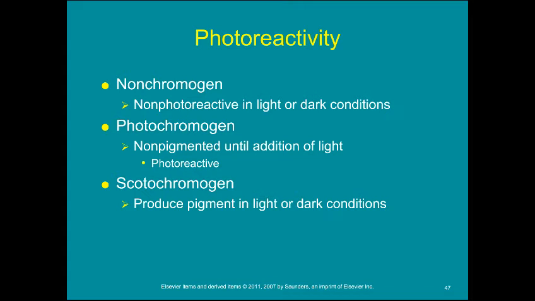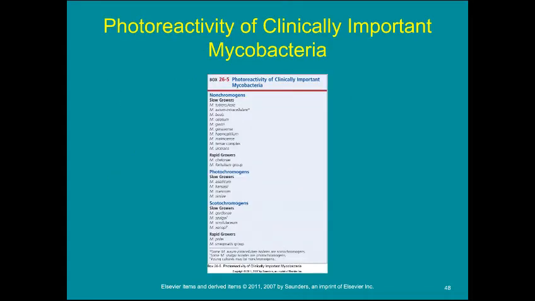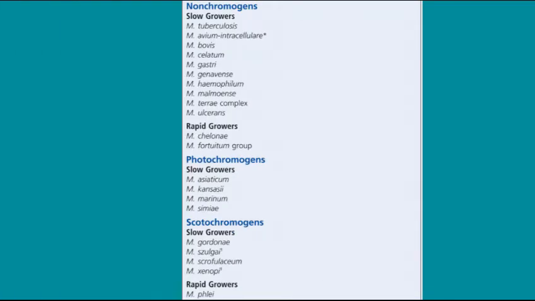Non-chromogen, non-photoreactive in light or dark condition. Photochromogen, non-pigmented until addition of light. So, yung photochromogen, pag walang ilaw, sila ay walang kulay. Pero kapag inilawan mo na sila, nagiging yellow, nagiging orange. So, they are photoreactive. Scotochromogen, this one produces pigment naman both in light or dark conditions. Okay? So, ito yung photoreactivity of clinically important mycobacteria.